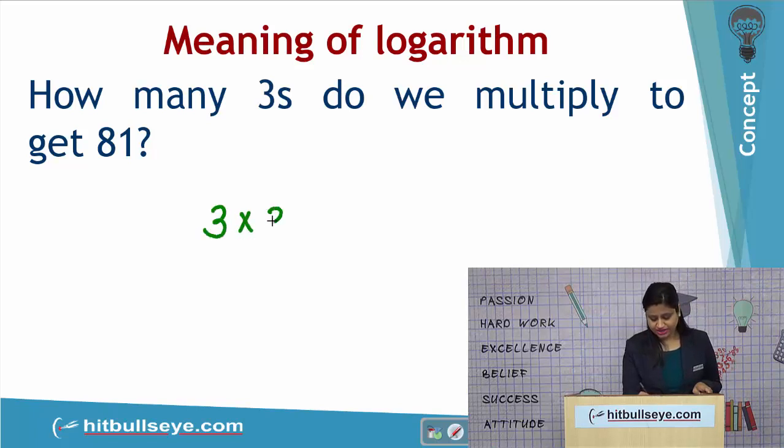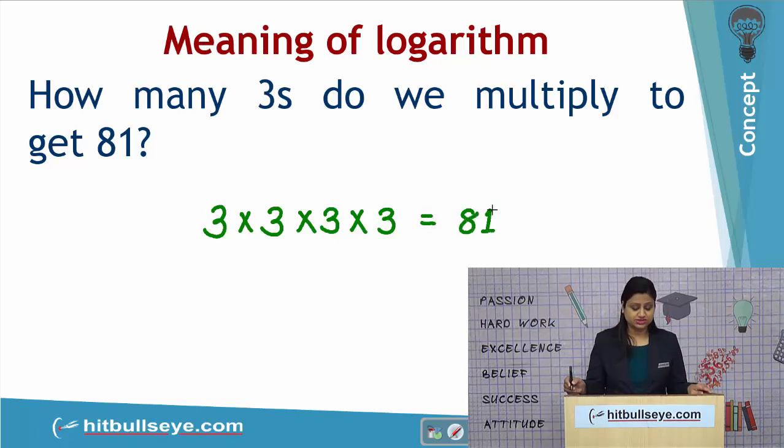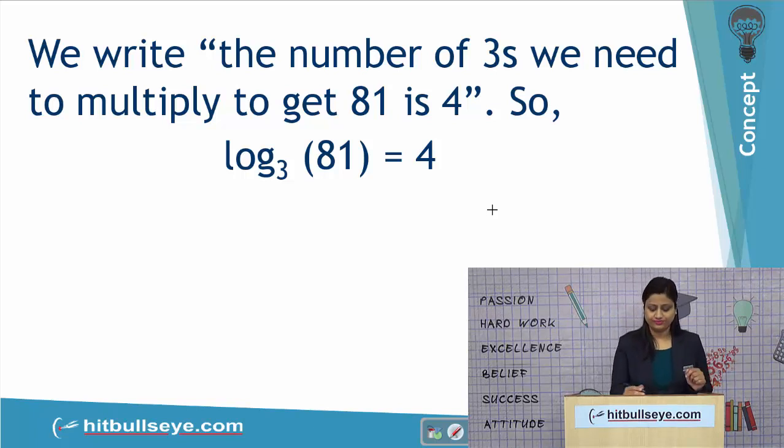3 into 3 into 3 into 3. So if we multiply 3 four times, we'll get 81. That is the answer to this question. So we need four 3's to get 81. So we can say the number of 3's we need to multiply to get 81 is 4. Very simple it was. Now we are relating this thing to log.